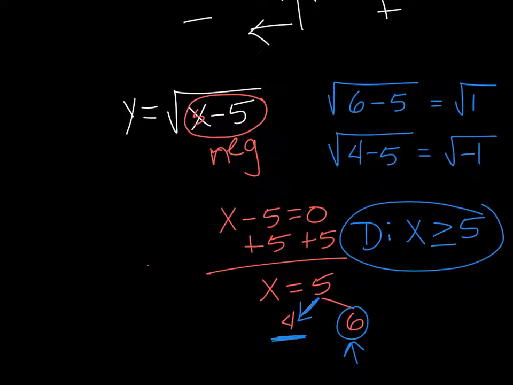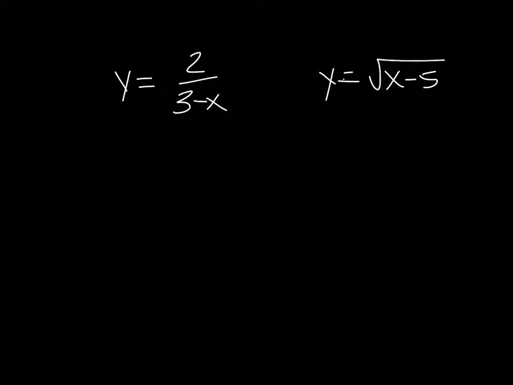The last thing I want to talk about is function notation. All this time I've been saying y equals 2 over 3 minus x, and I've been saying y equals the square root of x minus 5. Well, there's a better way of writing that, and that's saying, let's get rid of that y. There's too many variables. I'm going to write, instead of y, I'm going to write f of x.